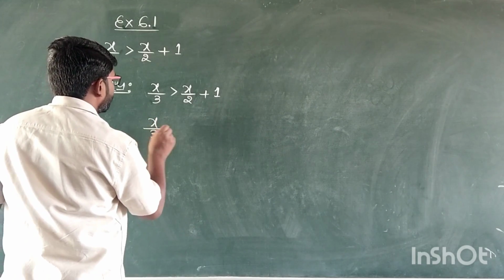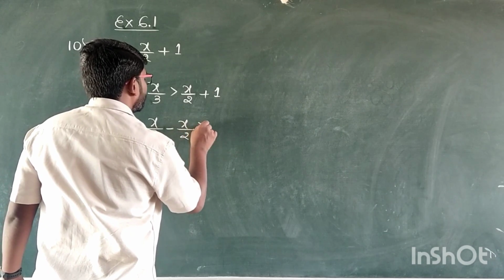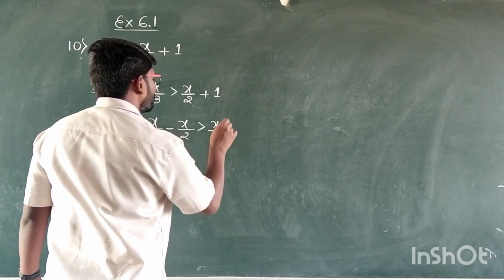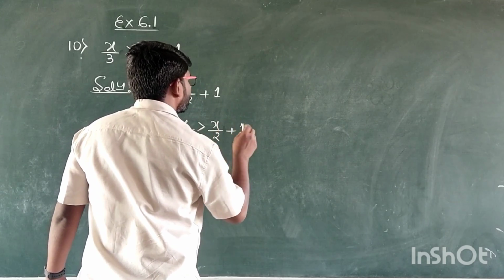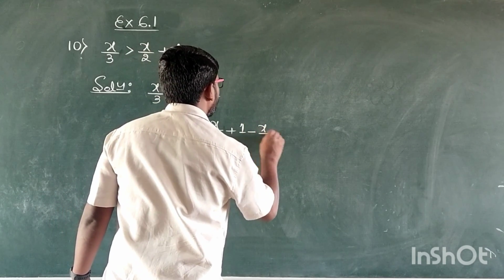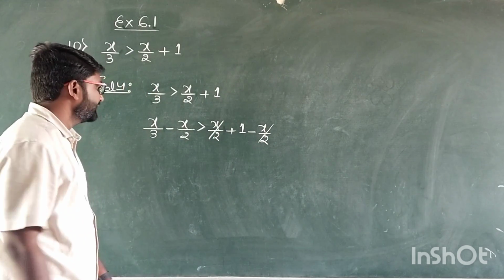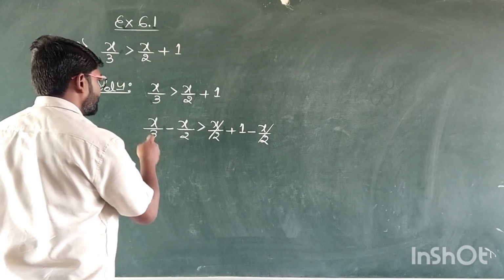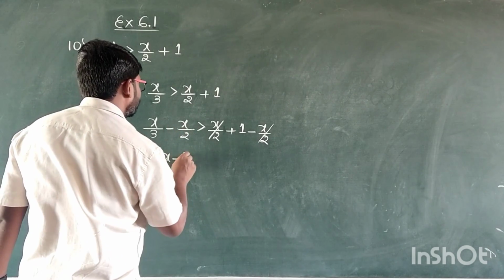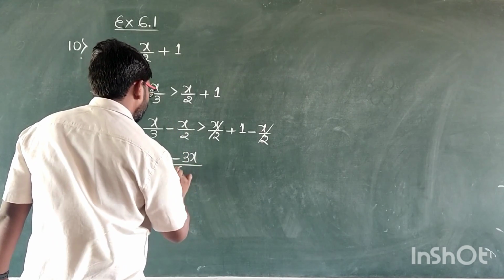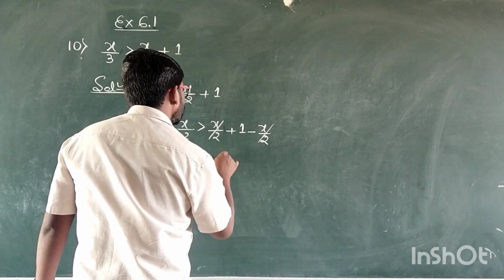So what we get, x by 3 minus x by 2 greater than x by 2 plus 1 then minus x by 2. So plus x by 2 minus x by 2 get cancelled. So here the LCM, it is 6. So 3 2s are, we get 2x minus 2 3s are, we get 3x. So divided by 6, then greater than it is 1.